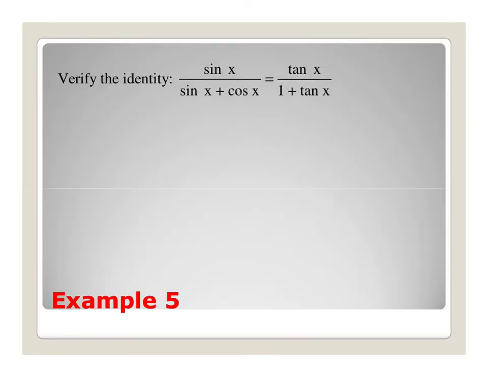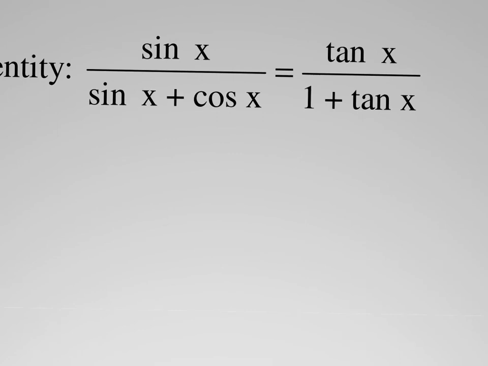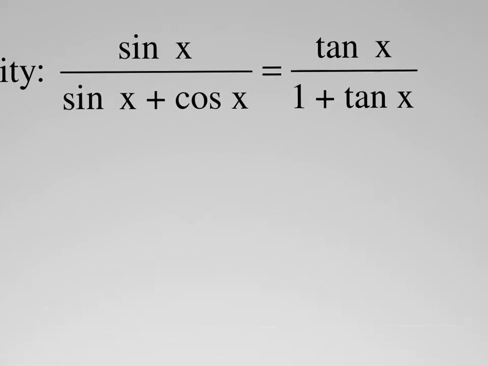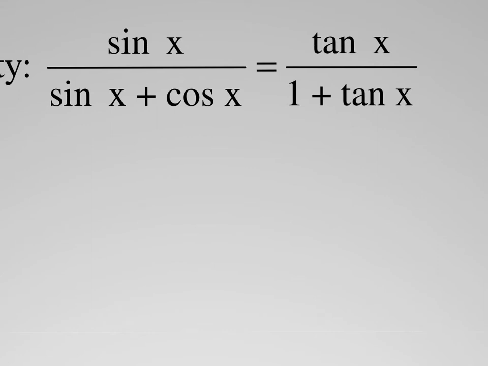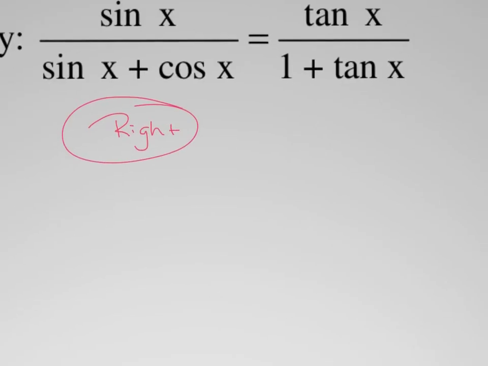Alright, in this example I am definitely going to start on the right side, because when I look at the left, sine over sine plus cosine, tangent just seems easier to manipulate with identities. I can substitute this with a quotient identity and this as well. So let's work on the right side. The top is going to be sine over cosine, and the bottom is going to be sine over cosine here. And now I want a common denominator, so I'm going to switch that up.